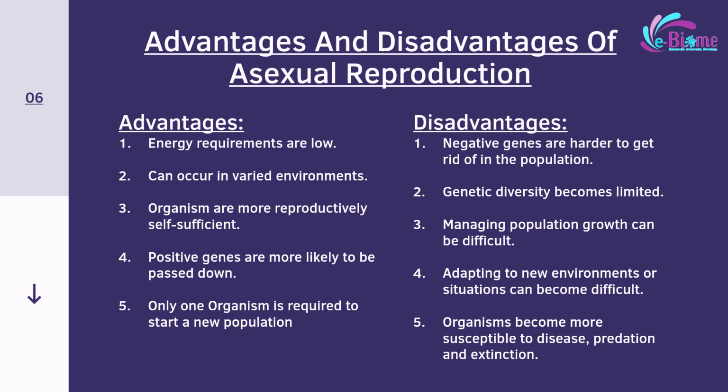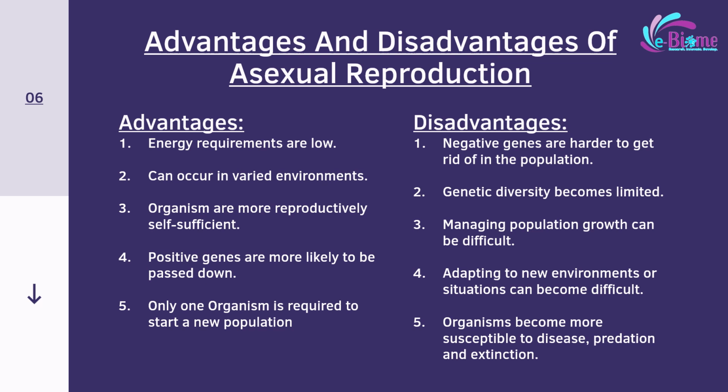Another disadvantage is that genetic diversity in these organisms tends to be low. Because, like I said, there are no new organisms in the form of mates to introduce new genes into the population, which would normally introduce variations.